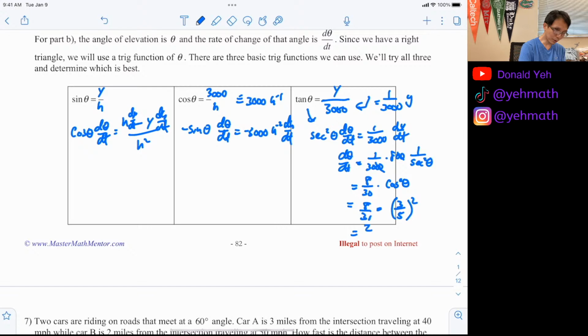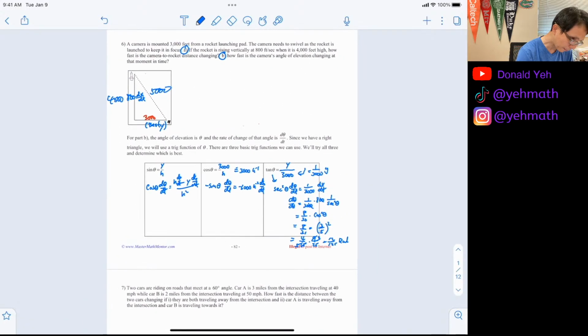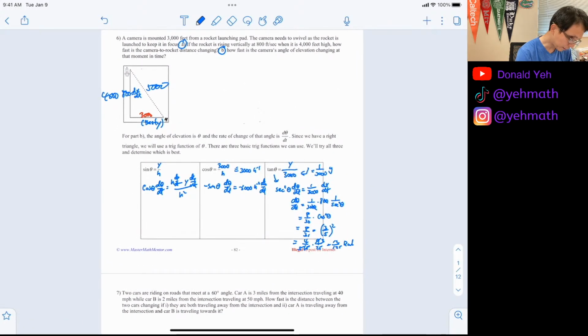So that's going to be 2 over 15 times 9 over 25. Simplify the fraction again, 3 and 5. So this is 4, sorry. Let me redo that one. This one is going to be 4 over 15 times 9 over 25. And this is 3, this is 5. So it's 12 over 125 radian per second.